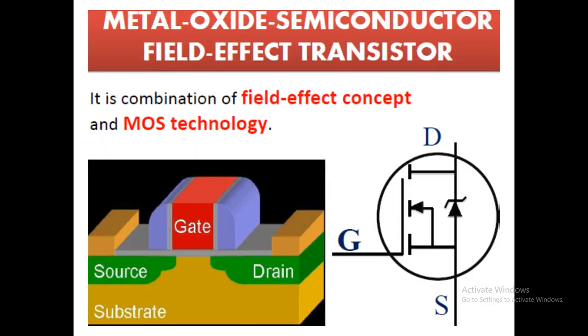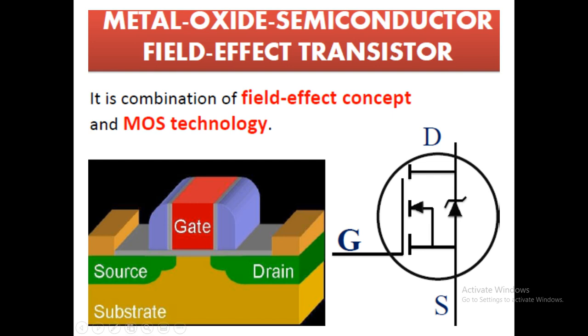The MOSFET, metal oxide semiconductor field effect transistor, is a combination of the field effect concept and the MOS technology. Here this is the source and this is the drain. In between there will be a field that will be induced. Due to that field, a channel is formed between the source and the drain, and the current flows through this channel.